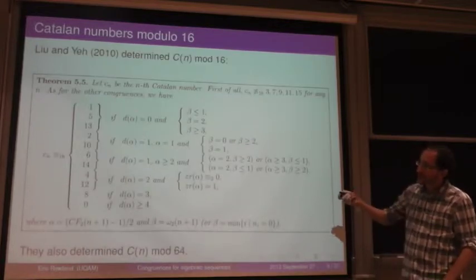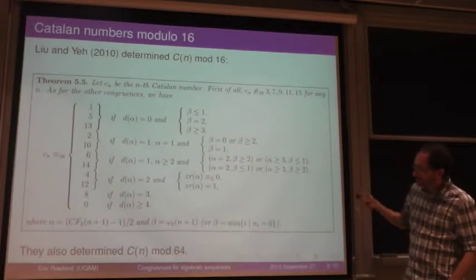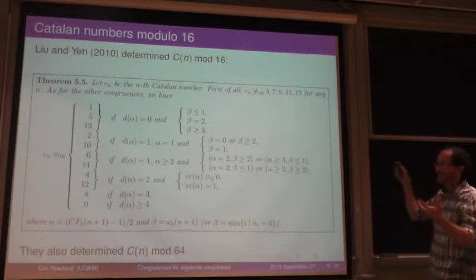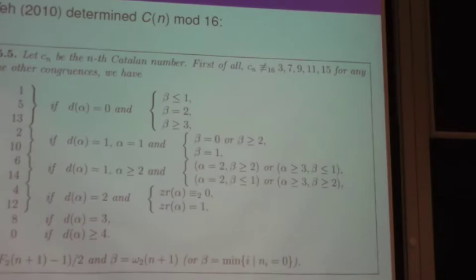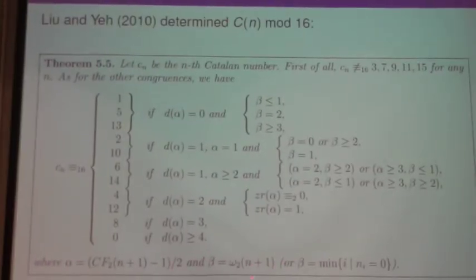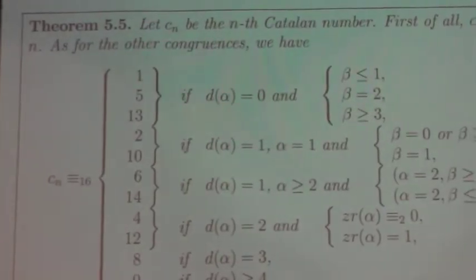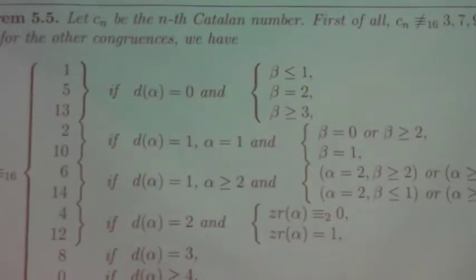So 2 years later, 2 of those co-authors put out another paper in which they determined the value of the nth Catalan number modulo 16, which I reproduced here. This is getting to these messy nested piecewise functions. Again, all these little functions that are appearing, I don't want to define them, but they're all operations on the base 2 representation of n. So that's the important part.